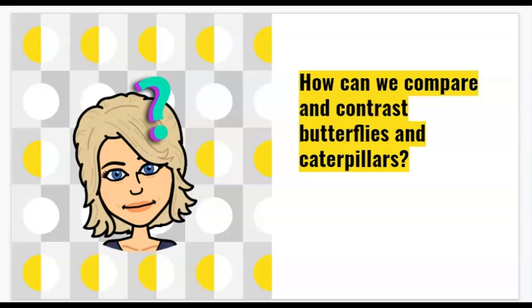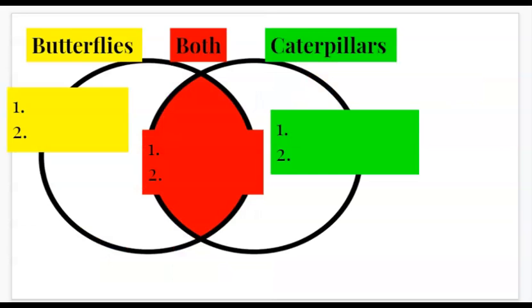Wow, that was a very interesting read. That just makes me think of some more things, and we talked about this a little bit in the beginning. How can we compare and contrast butterflies and caterpillars? Here we go again. My favorite ever, the Venn diagram.